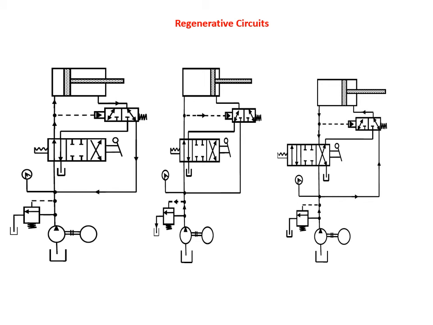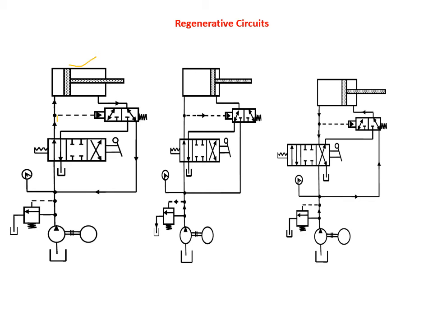So let us consider the regenerative circuit. In a regenerative circuit, direction control valves are used. So you can see that in this particular diagram, the leftmost diagram indicates the extension of the actuator. This actuator is extending. You can see that the high pressurized fluid will go to the cap end of the actuator, and the actuator will extend.